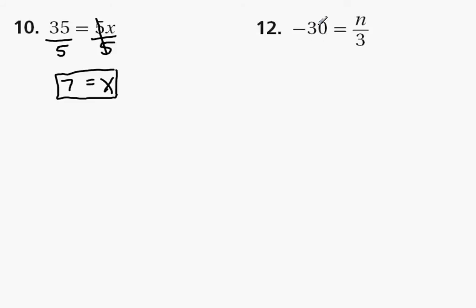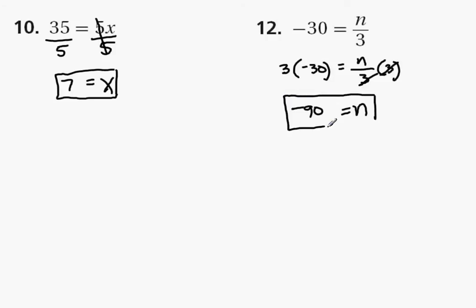Number 12, here I have negative 30 is equal to n divided by 3. Well, if 3 is connected to the variable through division, the opposite operation would be multiplication. And what I do to one side of the equation, I do to the other. So I'm going to multiply both sides of the equation by 3. Okay? So n over 3, n divided by 3 times 3, these 3's cancel, and you're left with n. 3 times negative 30 is negative 90. And that is the value for n.